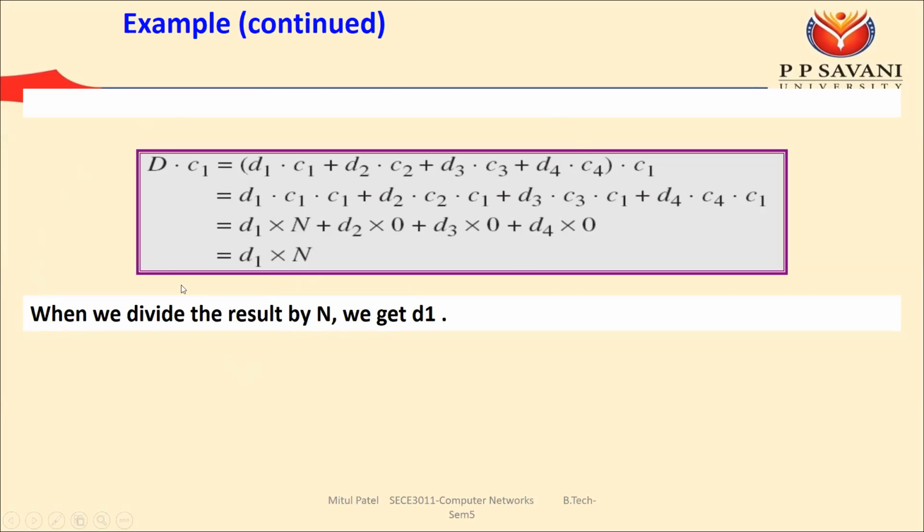So you can prove that if any station wants to know the data of a particular sender, we need to multiply the common data with the code sequence of that sending station. It gives the data into the total number of stations, and when we divide our answer by the total number of stations, we get the data that was sent by the sender.